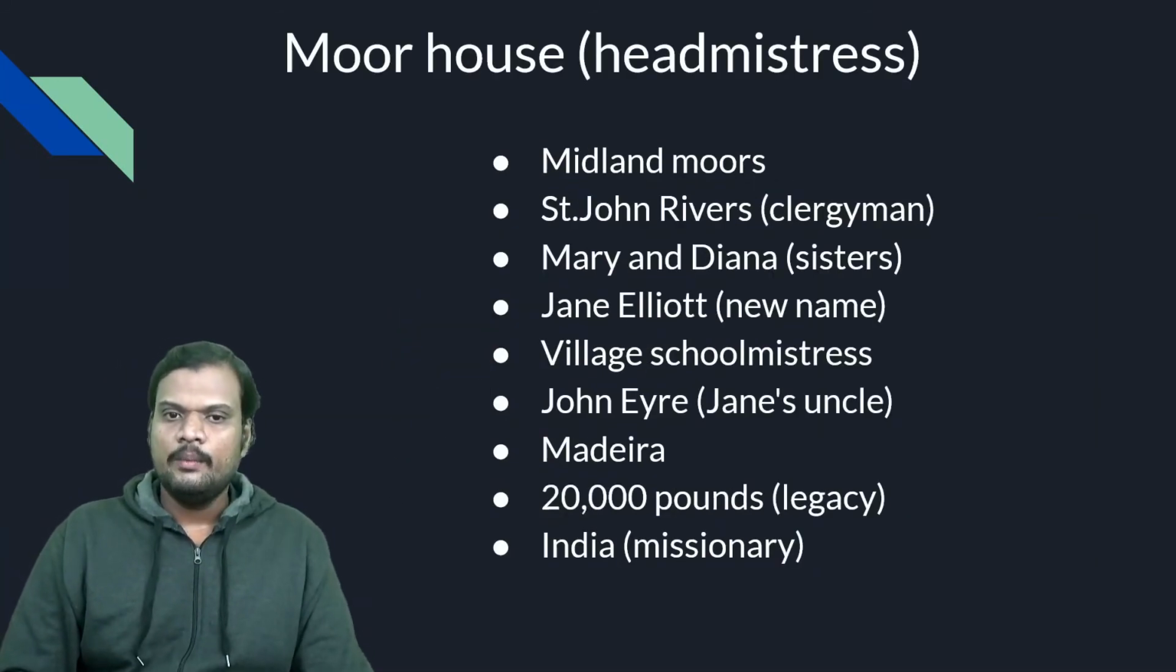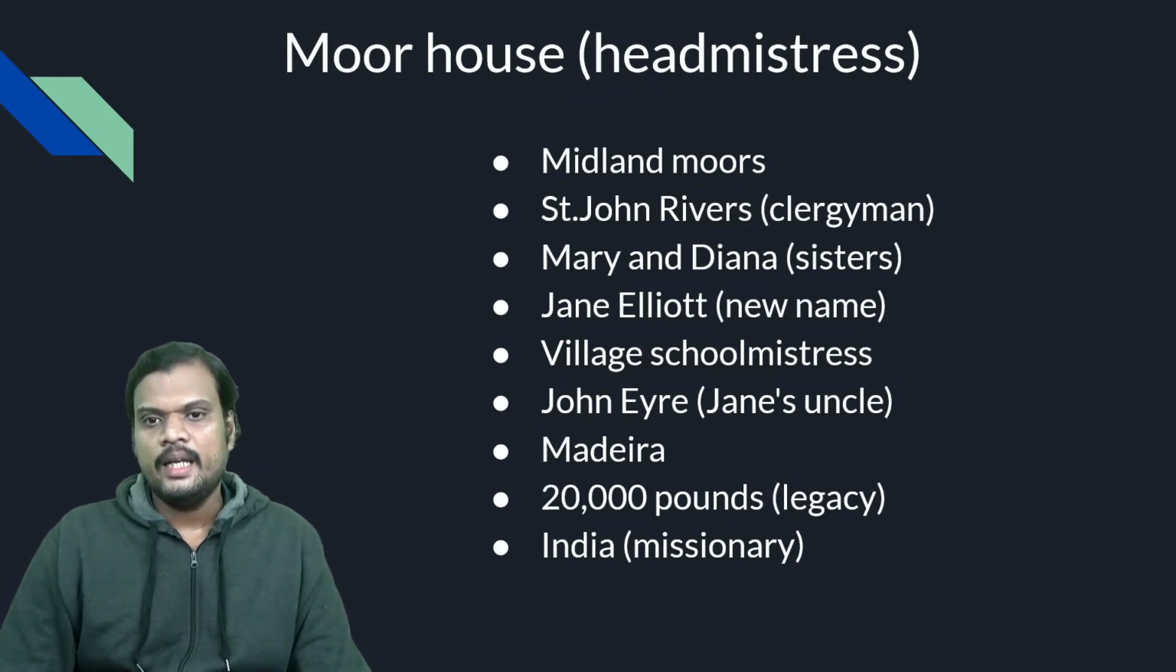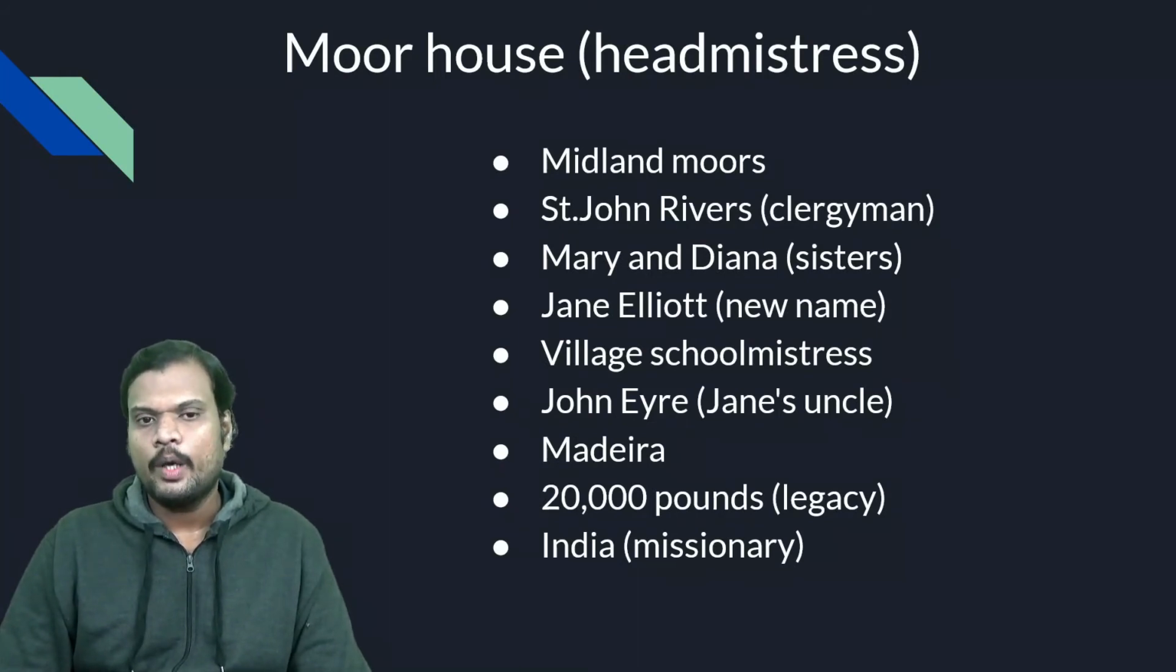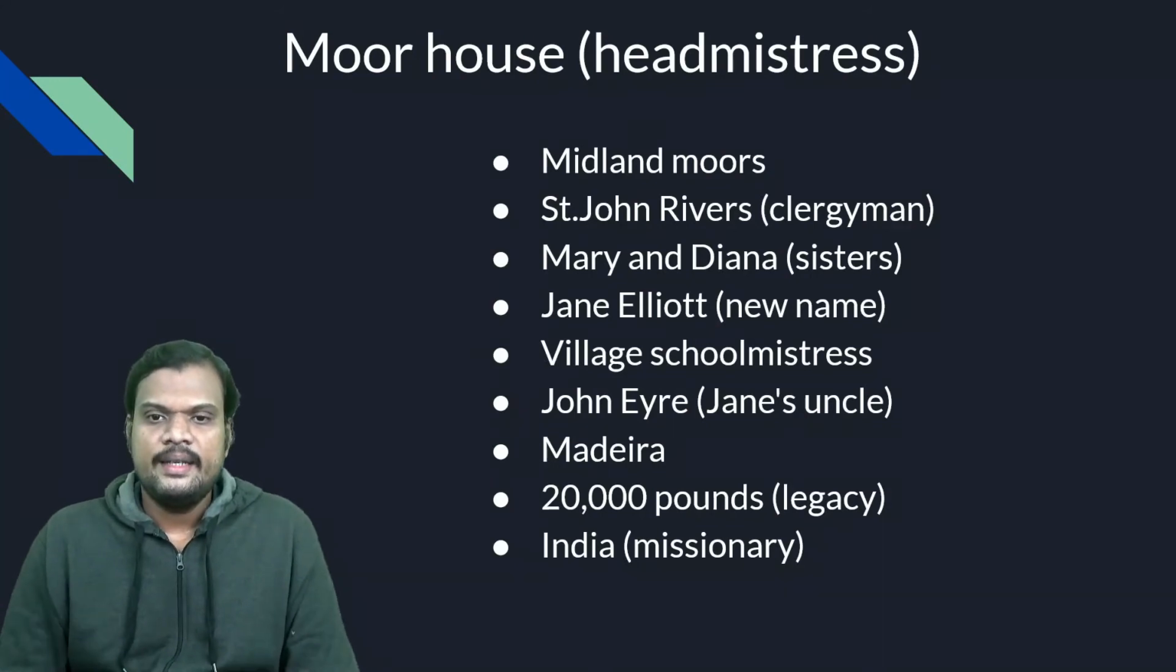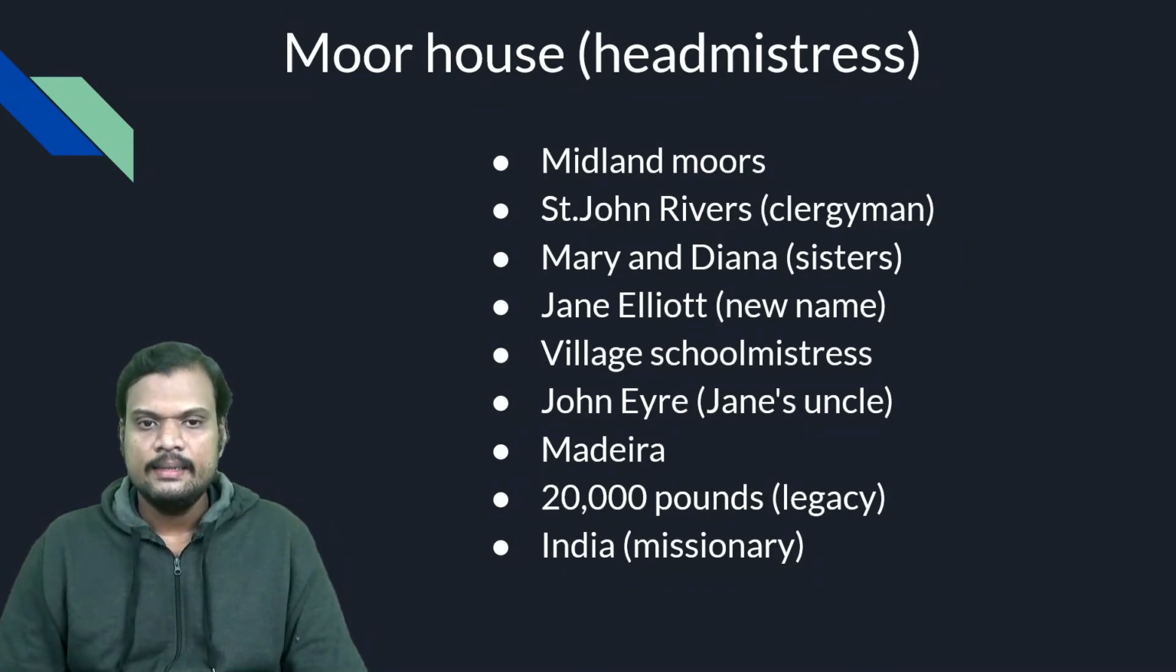Jane takes little money with her and wanders about the Midland moors while vainly seeking employment. She comes close to starvation when a clergyman named St. John Rivers befriends her and nurses her back to health. She also meets two sisters, Mary and Diana.